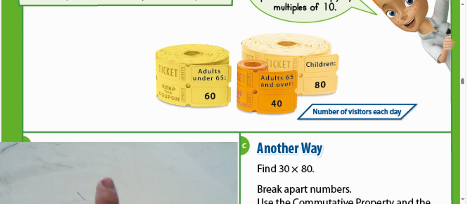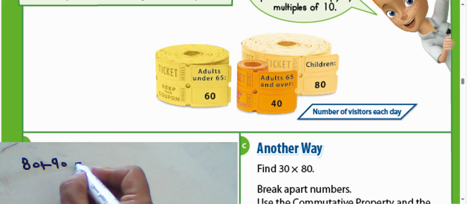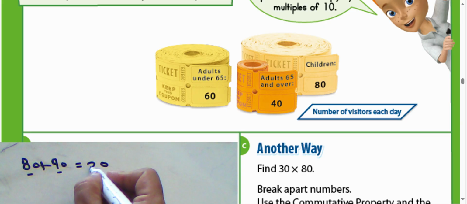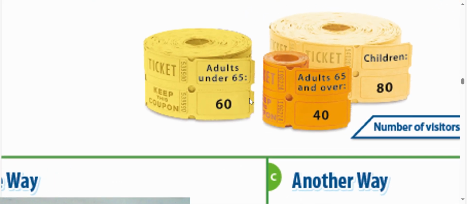Adults under 65. You want to find 80, the children, and 40. You can write 0, and 4 plus 8 equals 12. Okay, you can read these questions. The number of visitors of each group for the sunny day at the park are shown below. We have the adults under 65 was 60 visitors, and adults 65 and over was 40.